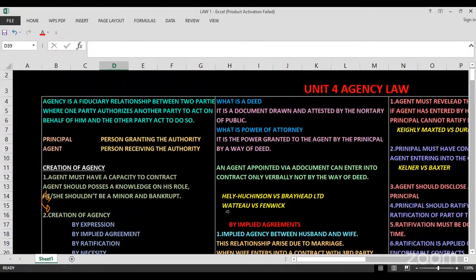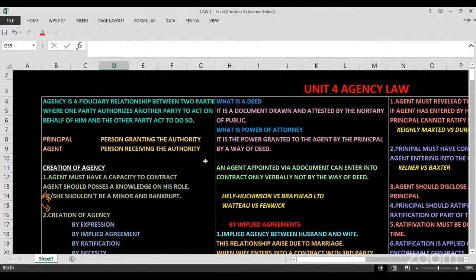So let's see what a deed is first of all. It is a document drawn and attested by the notary public. Which means a deed is a document that is authorized and attested by the notary public; a lawyer has authorized it. So simply we can say it's like a legal document.